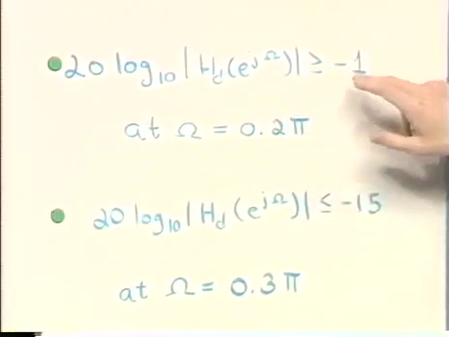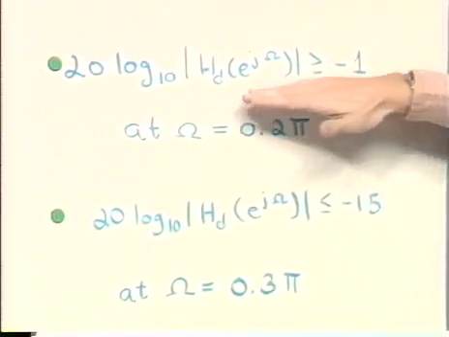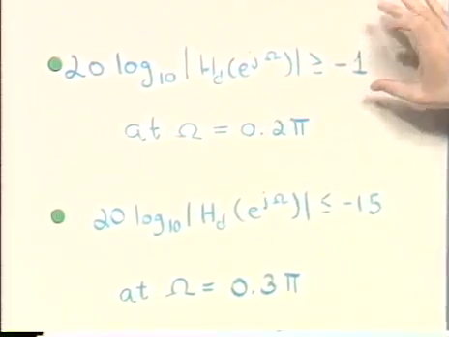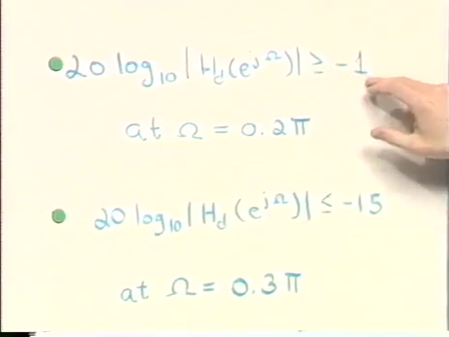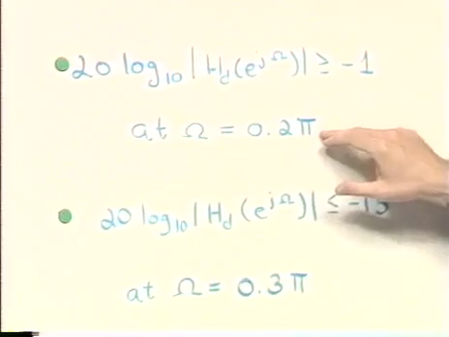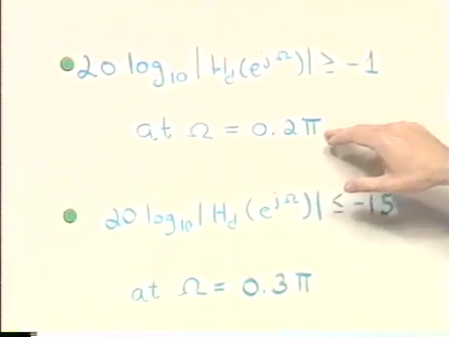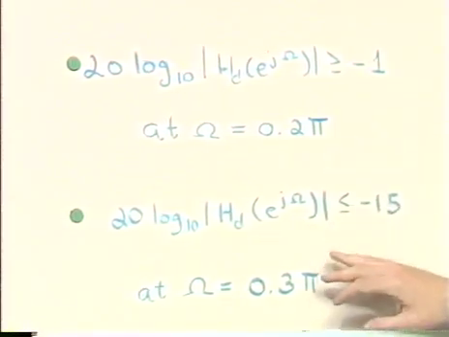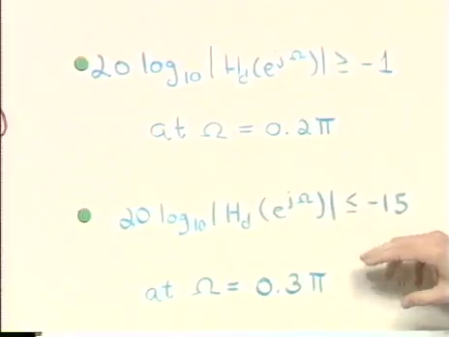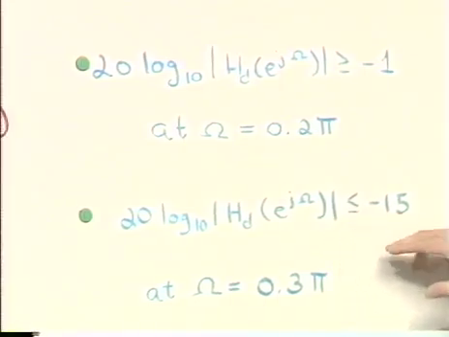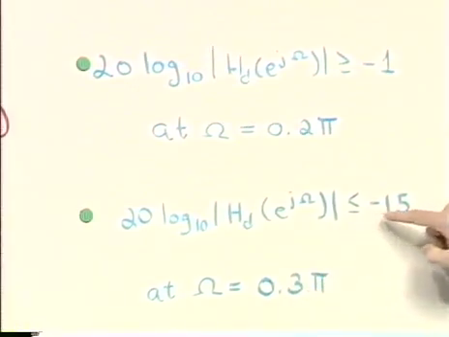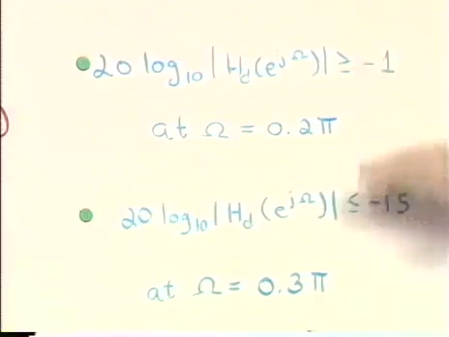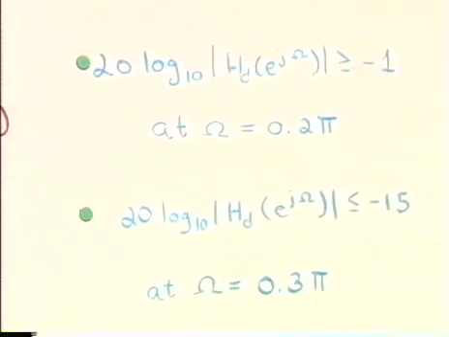That means that we want the discrete time frequency response magnitude to be greater than or equal to -1 dB at 2/10 pi, corresponding to the 1 kilohertz in continuous time. And for the beginning of the stop band, that would occur at 0.3 pi, at which point we want this less than or equal to -15. So those are our discrete time specifications.